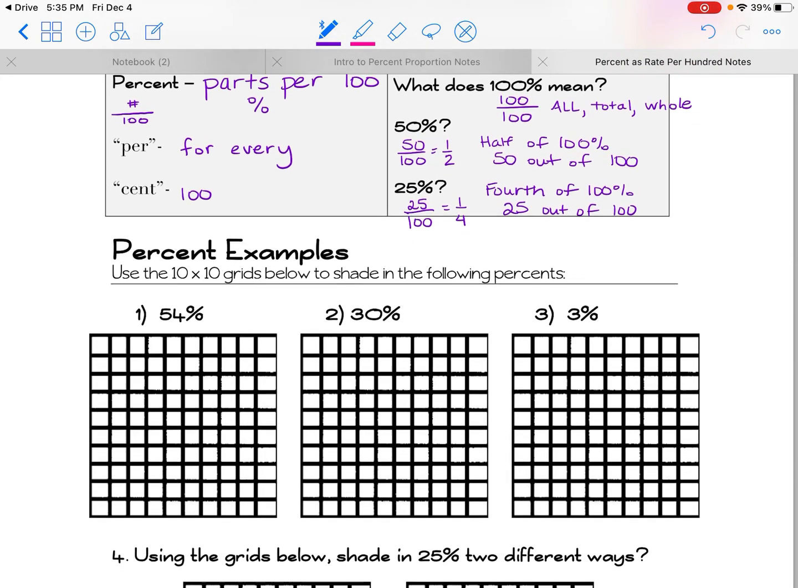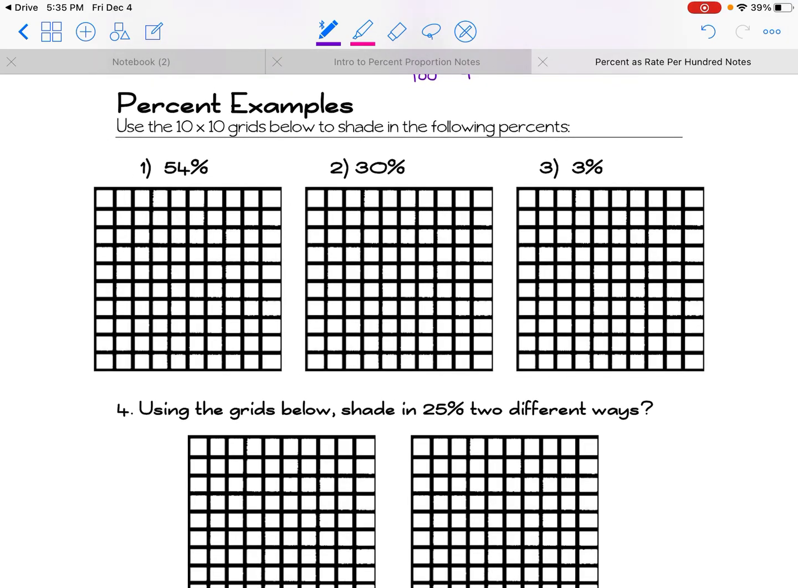One of the first things that's helpful when you're learning about percent is to look at a percentage on a 10 by 10 grid. It's 10 by 10 because 10 by 10 makes 100. So each one of these grids that we have on this sheet has 100 squares. What we're going to do is model or shade in these grids to show the percentage that's shown.